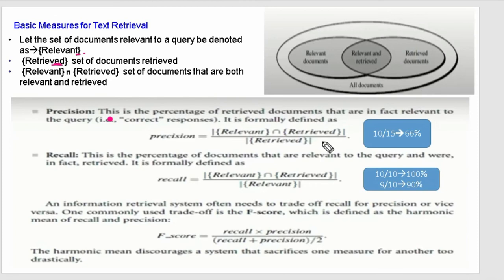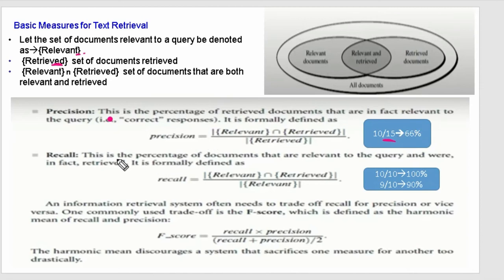As earlier, we will suppose that we have submitted a query and we have got 15 tuples as the output. From the retrieved tuples, only 10 are relevant to your topic or your query. Then retrieved and relevant together will be 10. Now you do 10 divided by 15, you will get 66. So 66% is your precision.